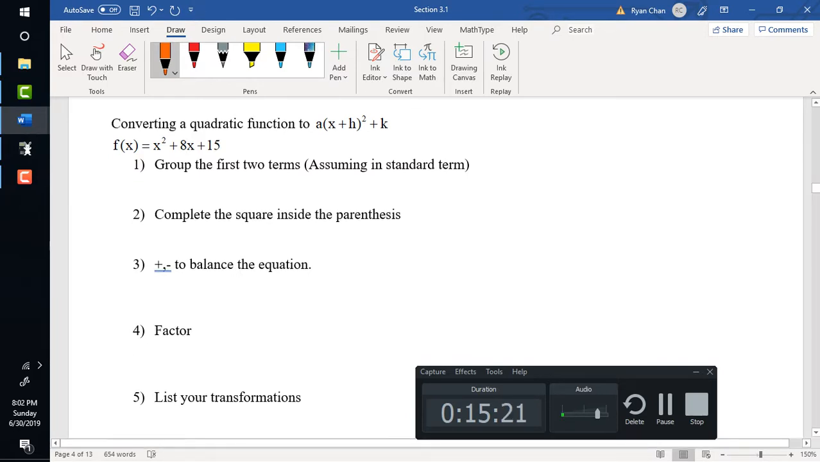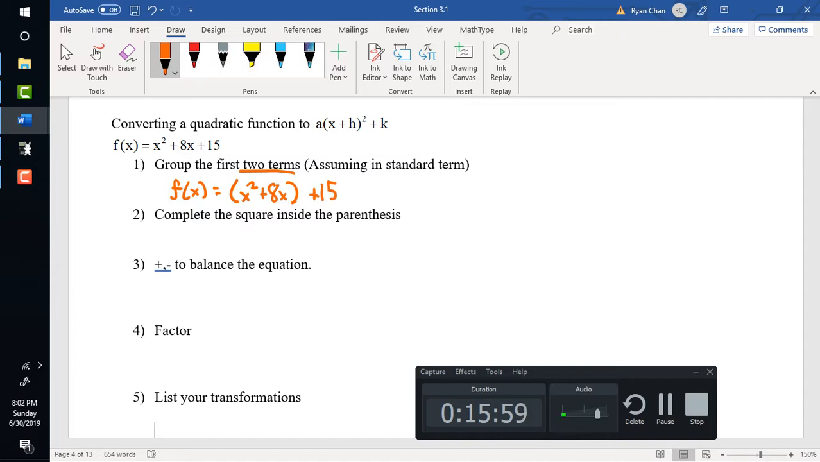So let's talk about the following here. It says converting a quadratic function into the following. What we're going to do is put our first two terms, and make sure your quadratic is going from largest to smallest in terms of degrees before you start. We're good because it's x squared, x, and a number. So I'm going to group the first two terms like this here.